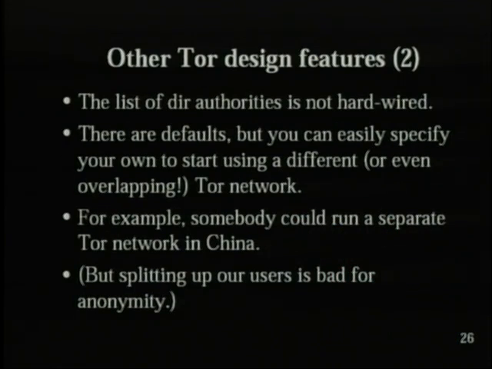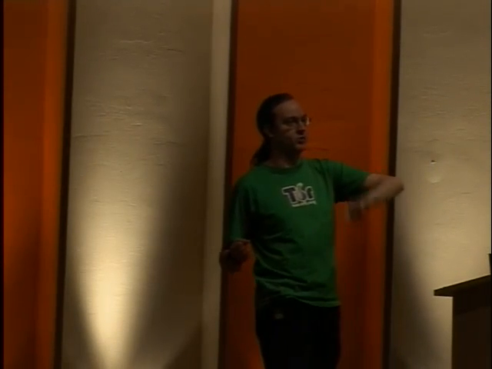The second one, the list of directory authorities isn't hardwired. Yes, we come with five defaults, but you can turn those off and use your own. You could set up your own Tor network. Some guy in China could say, I'm going to build a China Tor network with these directory authorities inside China. Another assumption that I didn't bring up there that doesn't matter too much yet is they actually just monitor the firewall, the outside connections.